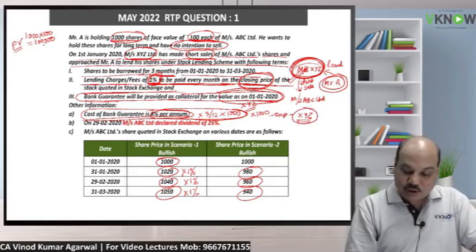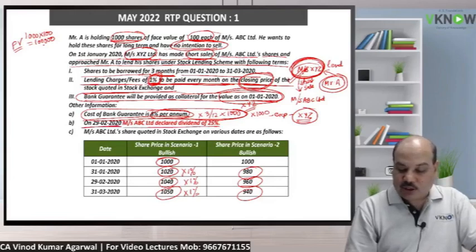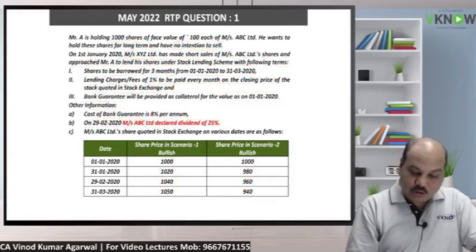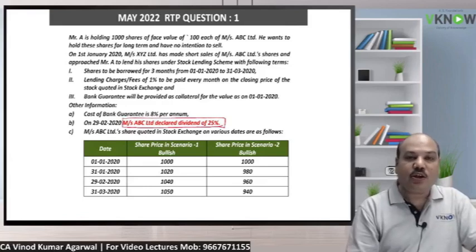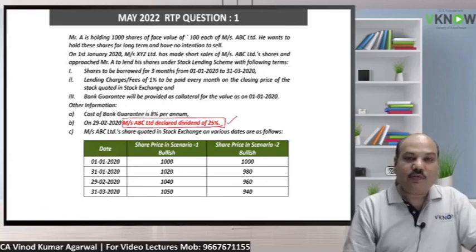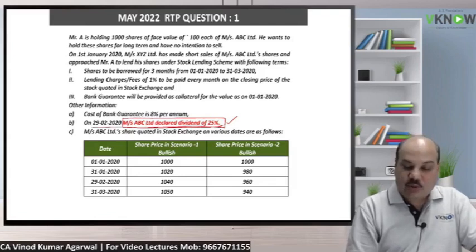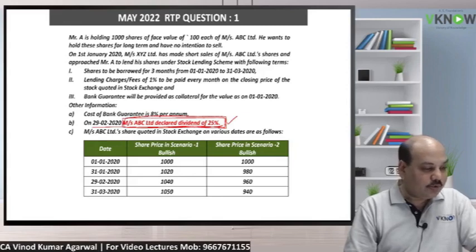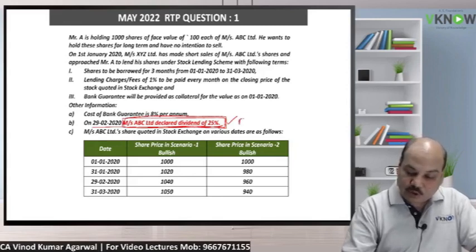Okay. And then on 29th March 2020, Messrs ABC Limited declared dividend of 25%. So one more adjustment. In your original RTP, this is not printed. Later on, Institute has rectified it. So in case if in your RTP it is not printed, kindly note it down. On 29th March 2020, ABC Limited declared dividend of 25%. Dividend will be on face value.